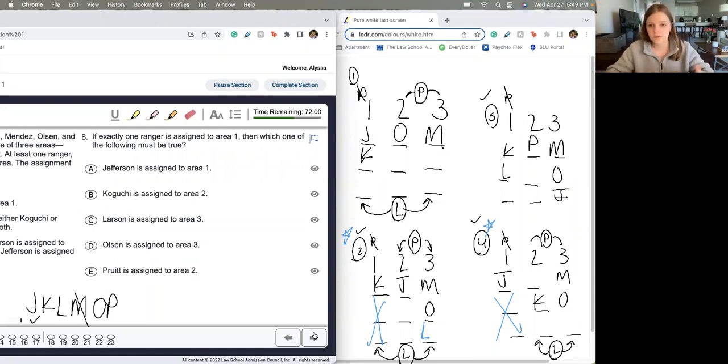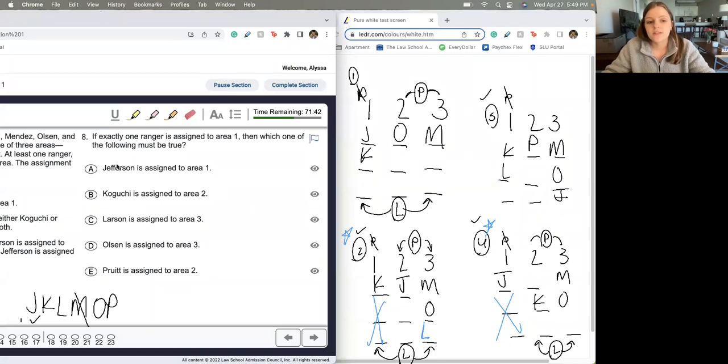Must be true is 100%. So when we're looking at this question, it has to happen in both of these worlds. It can't just happen in one. Well, it has to happen in one, but it has to happen in both. We can't just say it's not happening in 2. I don't care about 2. We have to look at both of them.